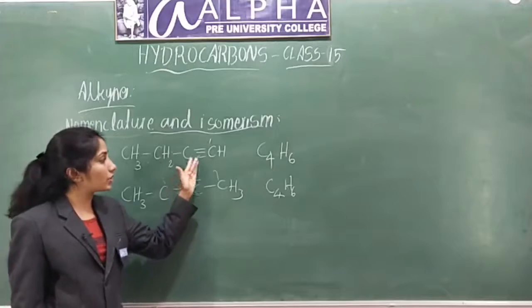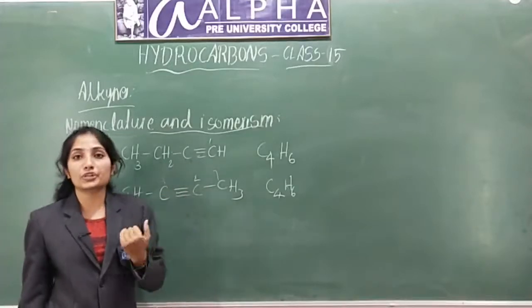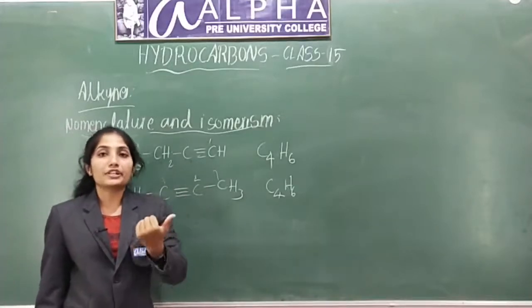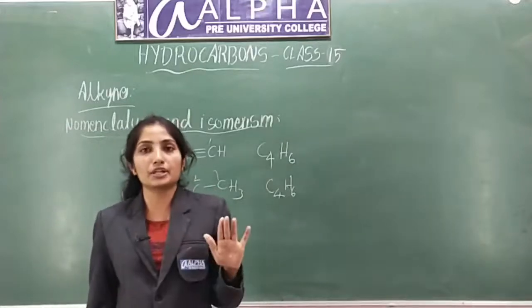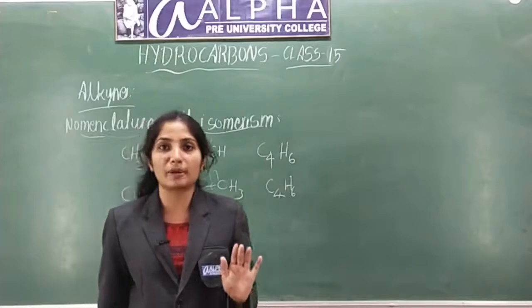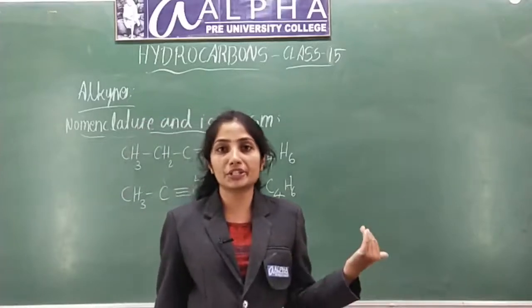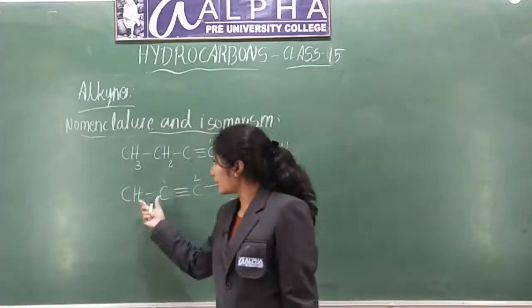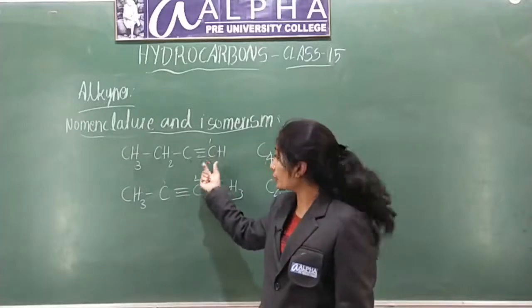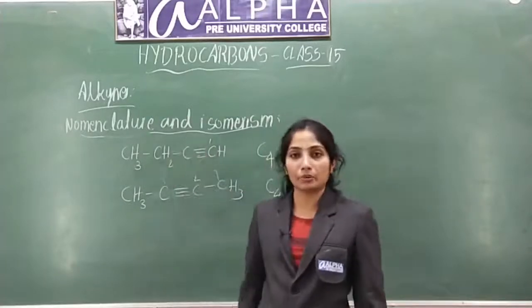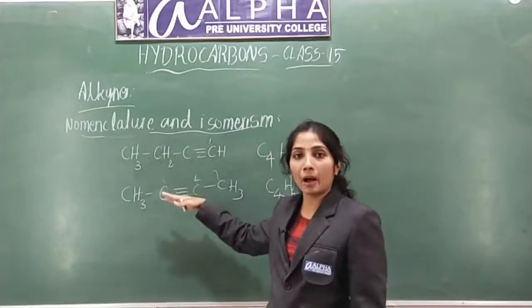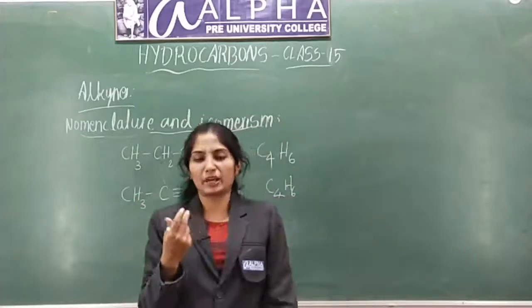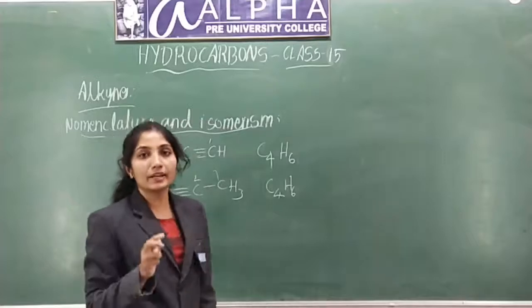So these two are examples of position isomers. First, ethyne and propyne will not show any position isomers. Only one structure is possible for them. You cannot write different structures for them. But here, different structures are possible. You can change the position of the triple bond, which leads to the formation of different compounds. Their structures will be different.